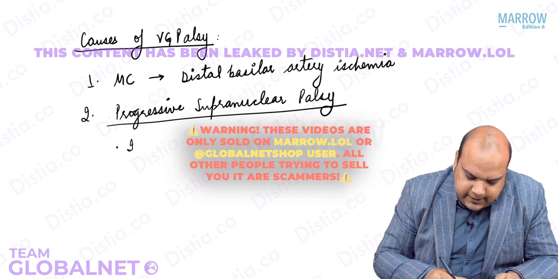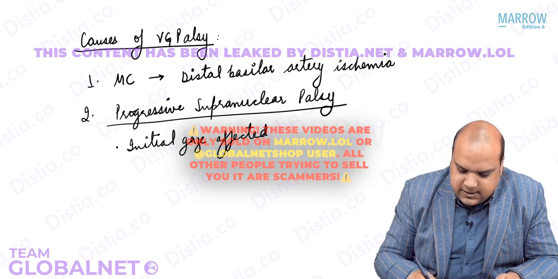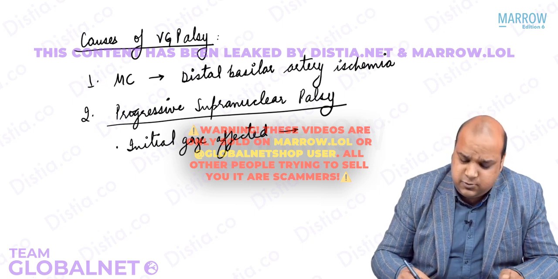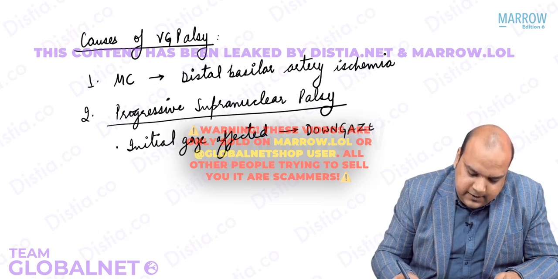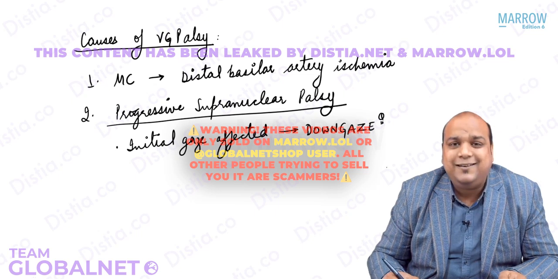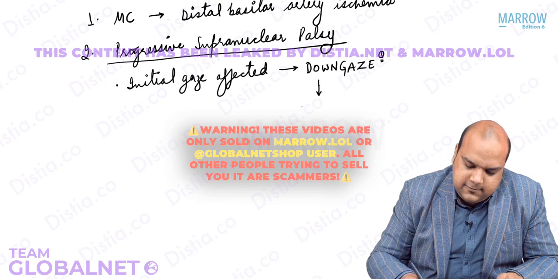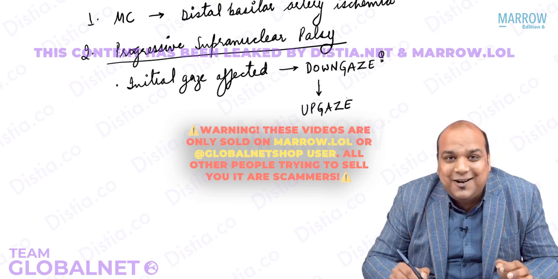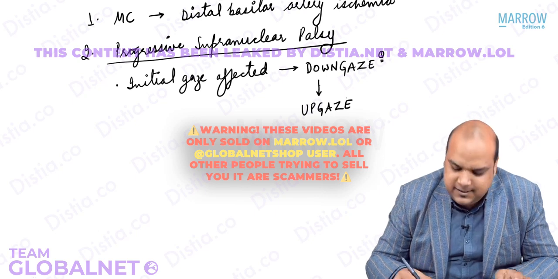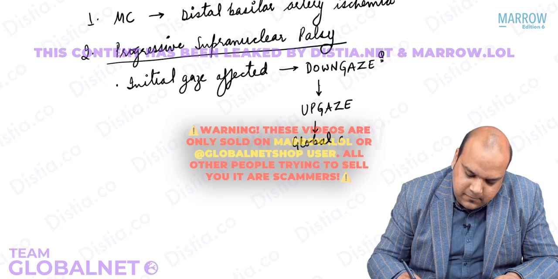So the first question that the examiners ask you is, what is the initial gaze to be affected? See, vertical gaze is of two types, up gaze and down gaze. Yes, so they are asking you, which is the initial gaze affected out of the two? The answer, as you can see, I am writing on the screen, is down gaze. After down gaze, what gets affected, everybody? Up gaze. So the first to be lost is down gaze, and then what is lost is up gaze. Then we say global gaze palsy.